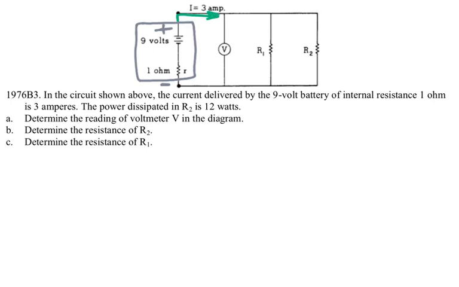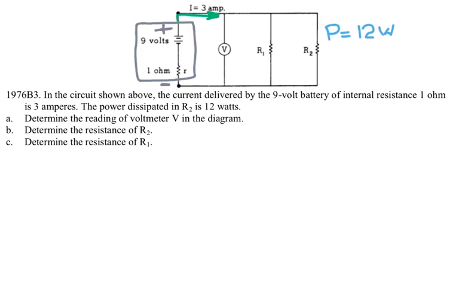The power dissipated in the 2 ohm resistor is 12 watts. So the power on the second resistor is equal to 12 watts.